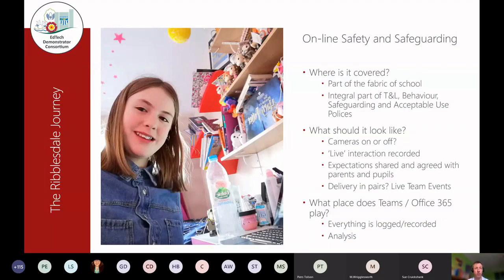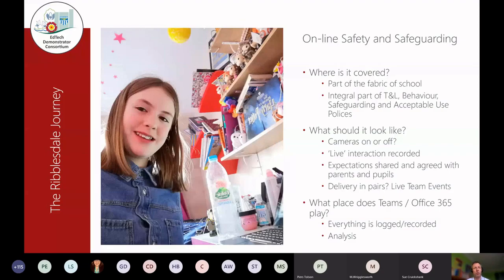And I think there's a lot of benefit from being able to see a human face and reacting to that human face. So I think the question you need to ask is, cameras on or off? Because obviously most people don't have the ability to lock them all off. You can record any live interaction, whether that's a live lesson or a counselling support session or whatever it may be. Teams allows you to do that and record what's going on.